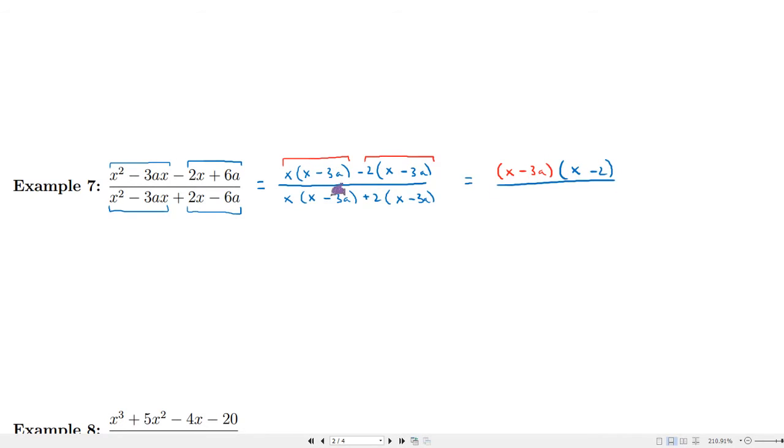What about the denominator? Well, similarly, we have this common factor of x minus 3a, so we can factor that out. Let me switch to a red here, and we will factor out x minus 3a as well. And what will we have left over? Well, factoring that out of this first term, we're left with an x. Factoring this out of the second one, we are left with a plus 2. And now we can see that we have this common factor of x minus 3a in the numerator and denominator, which reduces, and we just have x minus 2 over x plus 2. And that is what we get.